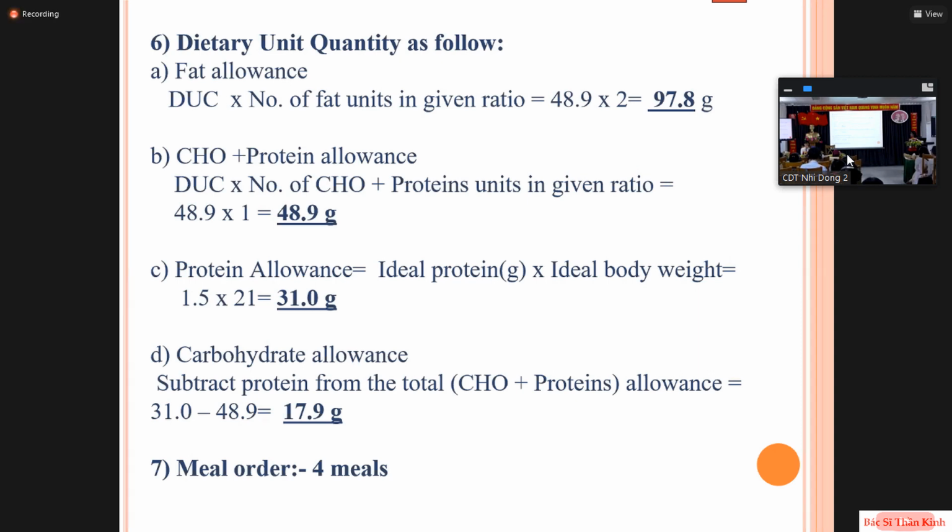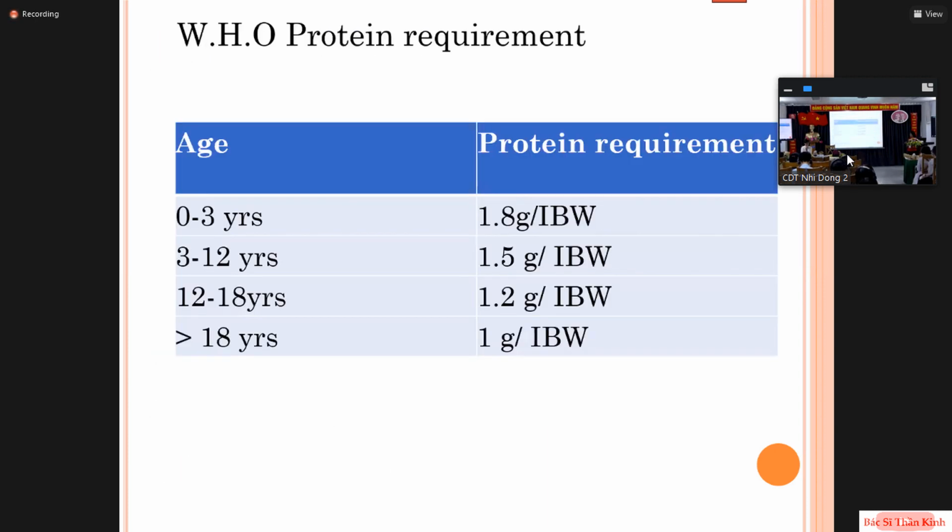For the carbohydrate allowance, all you have to do is subtract the protein from the total carbohydrate plus protein allowance. So 48.9 minus 31, the value that you get is 17.9 grams. This is again the per day allowance of the carbohydrates. For this patient, we decided on 4 meals in the entire day.